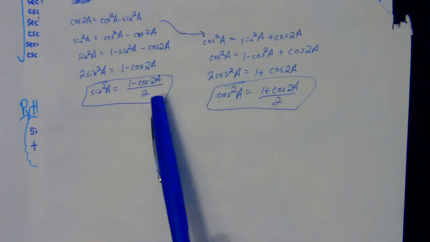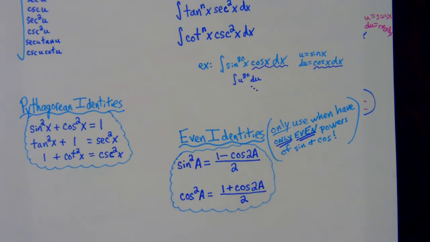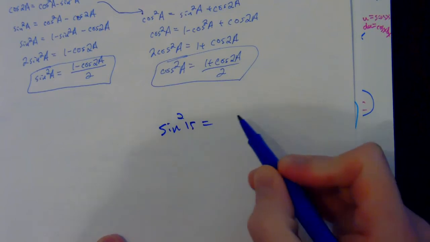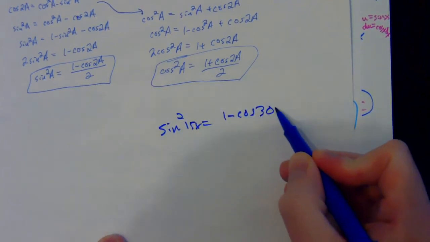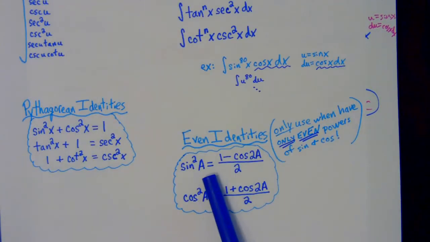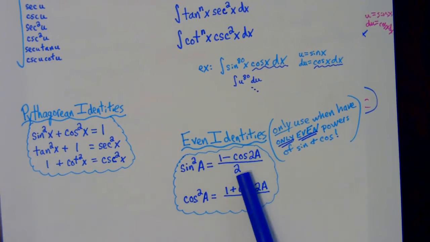And so those two formulas are right there. They're actually pretty darn simple to remember because one's a minus, one's a plus, right? So you get that down, no problem. And the way this is going to work, if you have sine squared of 15x, that's going to be 1 minus cosine of 30x all over 2. That's how that works. So if you have sine squared of an a, that's going to be 1 minus cosine of 2 times that a, all divided by 2.